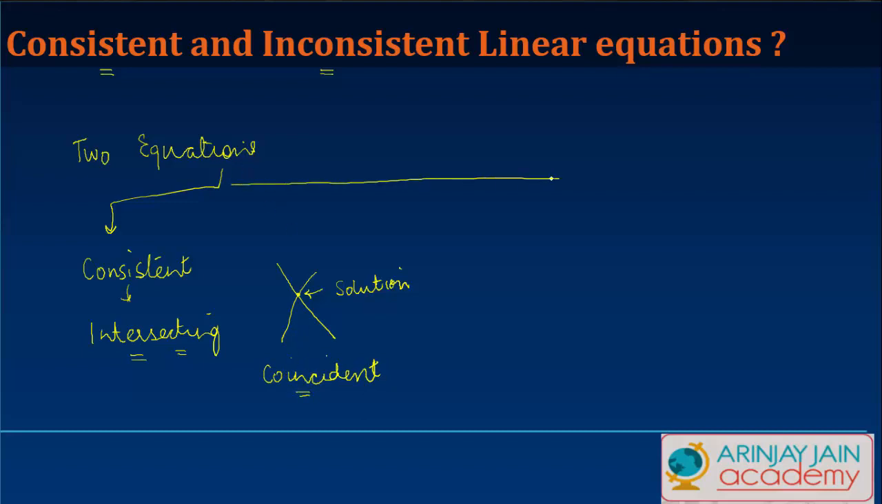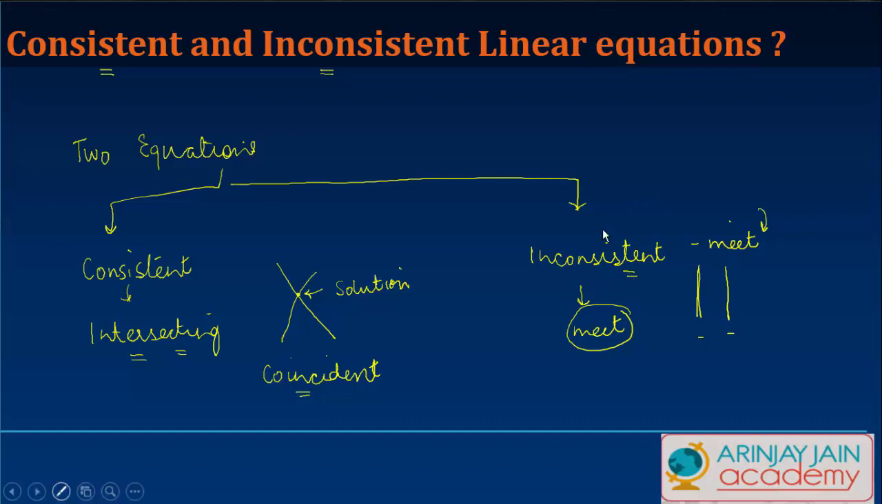As against this, inconsistent equations are the ones which do not meet. So let's say when we talk about parallel lines represented by two sets of equations, these parallel lines never meet. So we can say that these parallel lines actually represent inconsistent equations. Let's see an example, and probably this will be clearer to you.